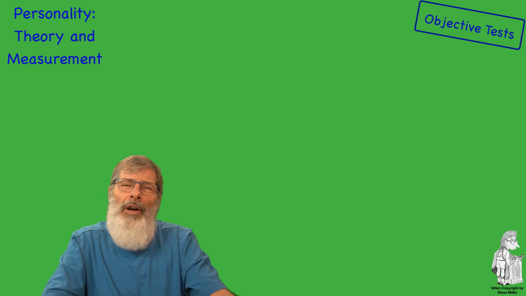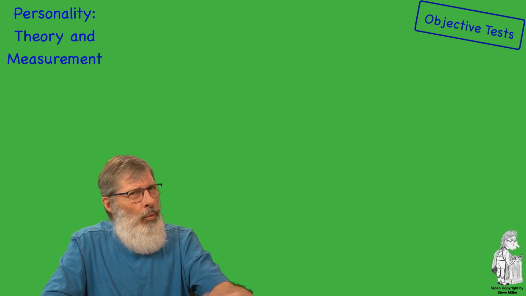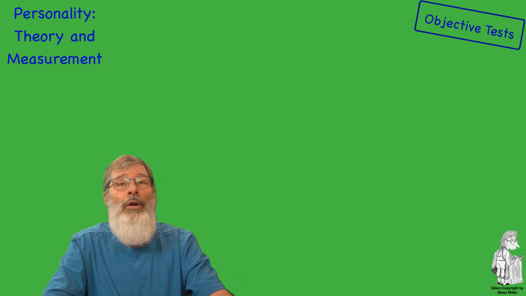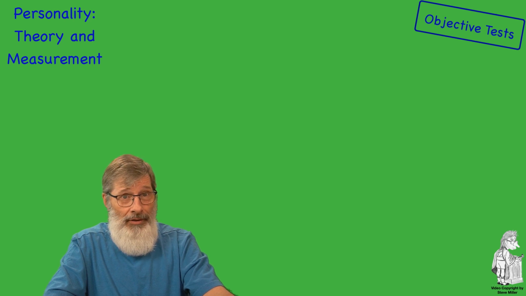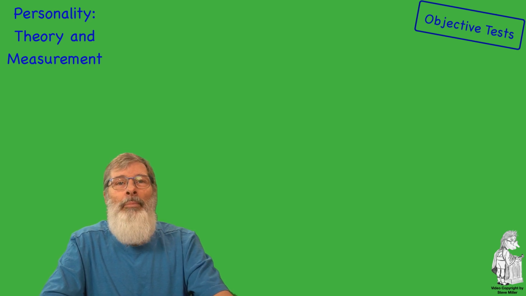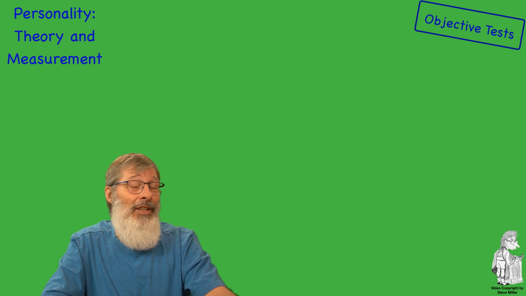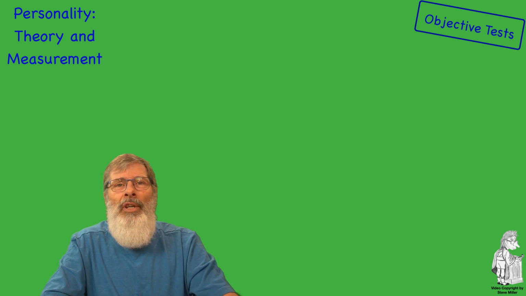The two that we're going to reference, and it might make more sense as to what they are when you hear them, are the Rorschach inkblot test and the Thematic Appreciation Test, or the TAT. We'll start with the Rorschach inkblot test.